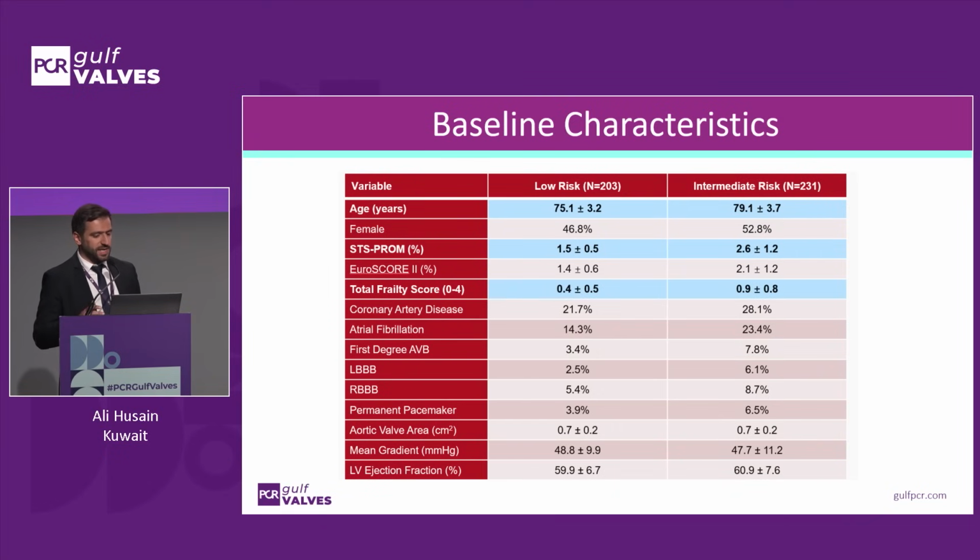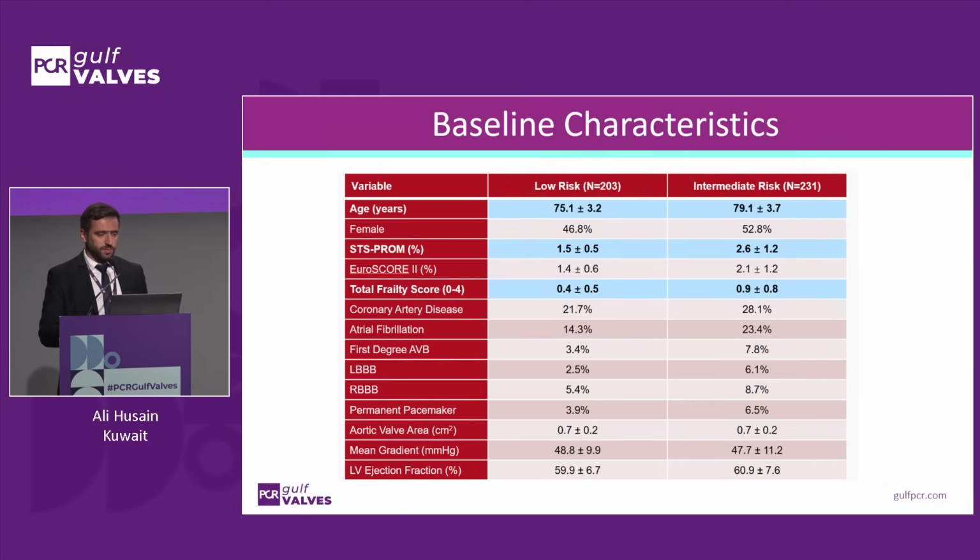You can see that the mean age was 75 years for the low-risk group and 79 years for the intermediate risk group. I think one of the great things about this study is the representation of females. Almost half of the study population were females, which I think is a great point. Those patients had a low STS risk score, as you can see, 1.5 or 2.6. And they had a really low frailty score too. So those are very low risk, not really comorbid patients.